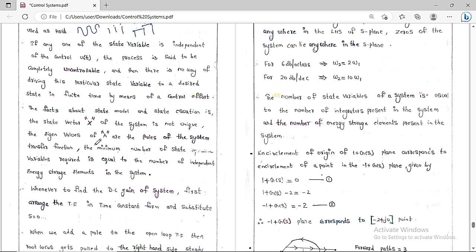So the eigenvalues mean the determinant of sI minus A is equal to 0. If we solve this, we are going to get the eigenvalues of matrix A, which are called the poles of the transfer function. We can say these are the closed loop poles of the transfer function.